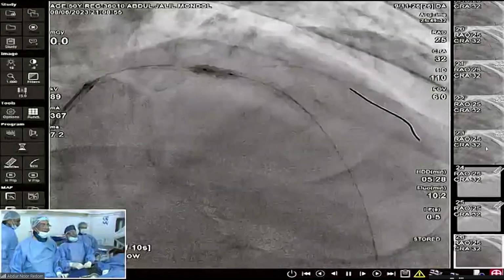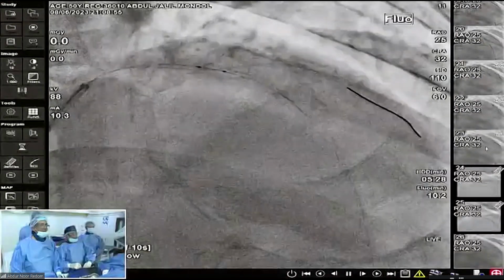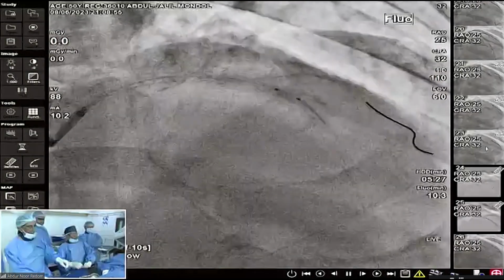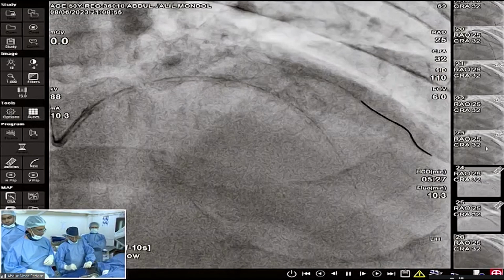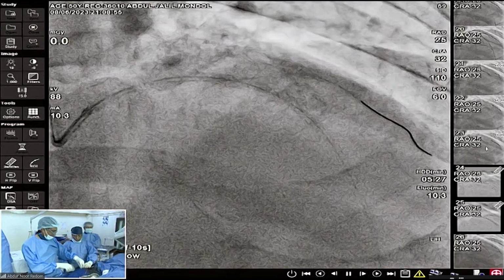Deflate. Is this a 3.5 balloon? No, 4 millimeter. Distally we shall go with 3.5. We'll do IVUS now and then we'll see if anything else needs to be done. Is that okay?